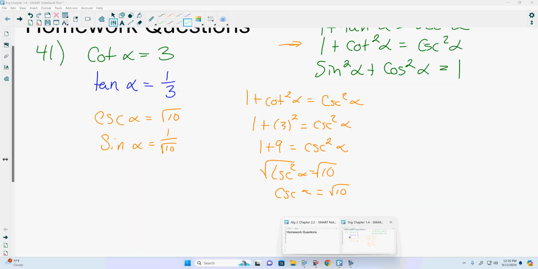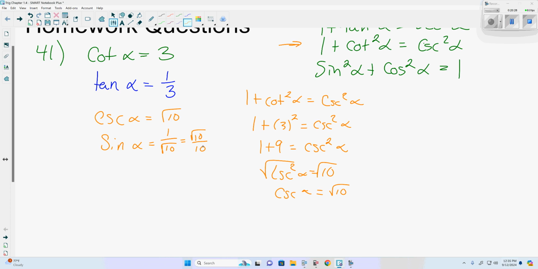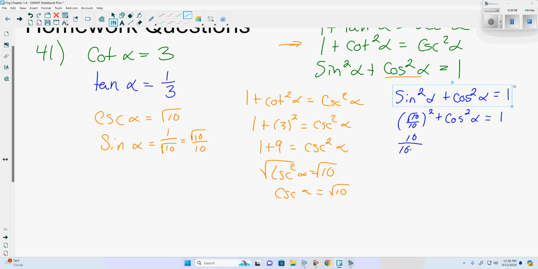Simplify the radical. It means sine is equal to the square root of 10 over 10. Now there's two different ways we can get the cosine. We can either find secant or just find cosine. As sine squared of alpha plus cosine squared of alpha is 1. Well, sine we already found, square root of 10 over 10, squared, plus cosine squared is equal to 1. Square root of 10 over 10 squared is going to be 10 over 100.